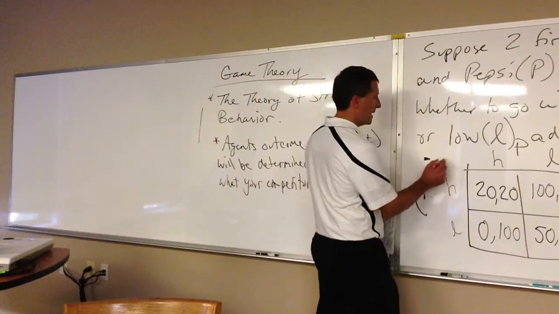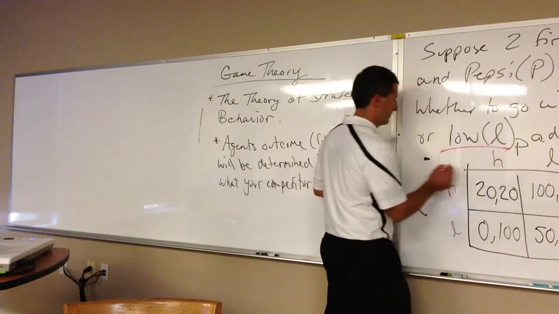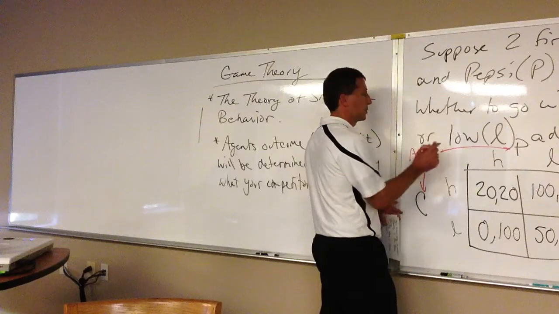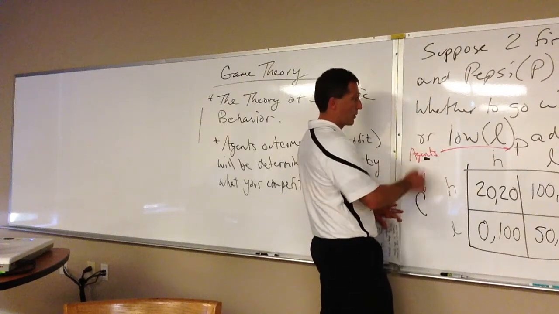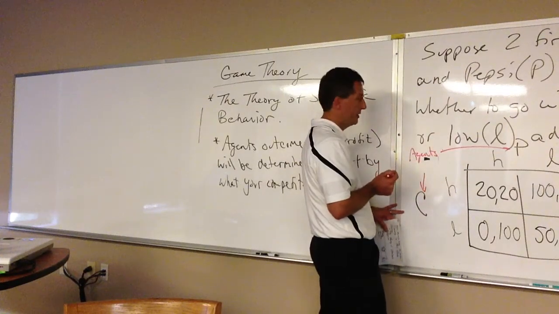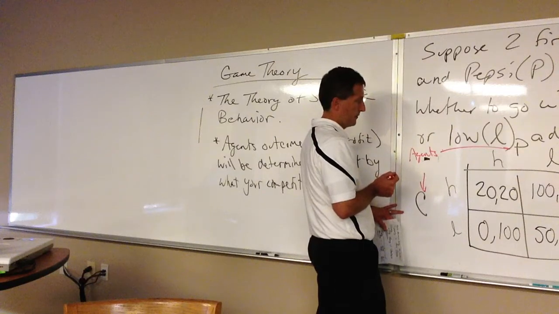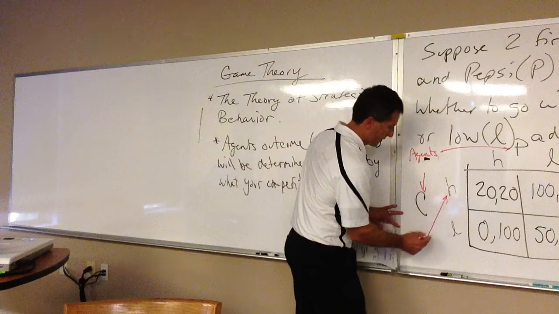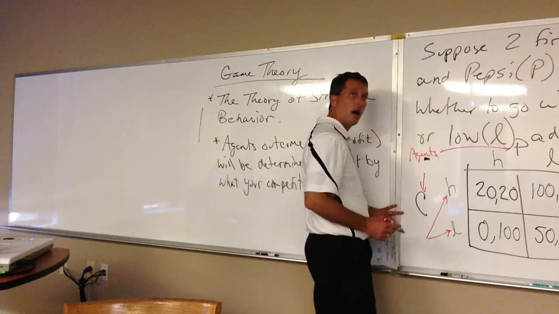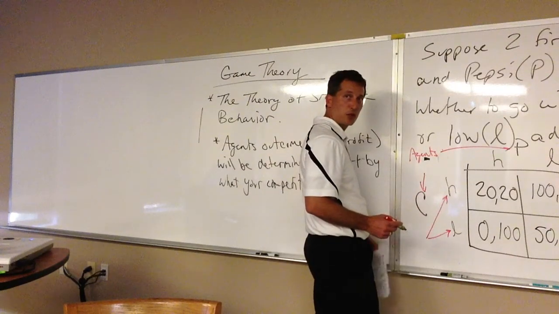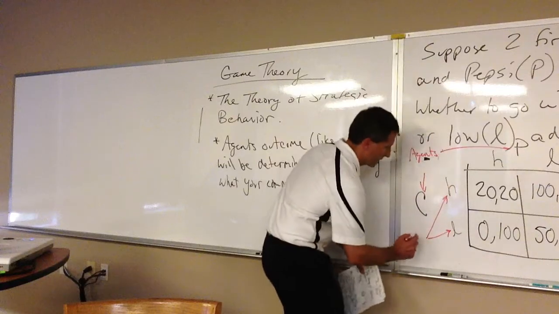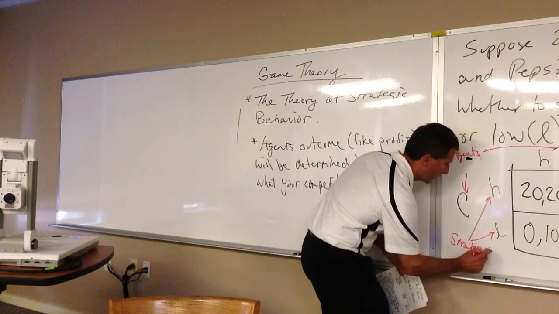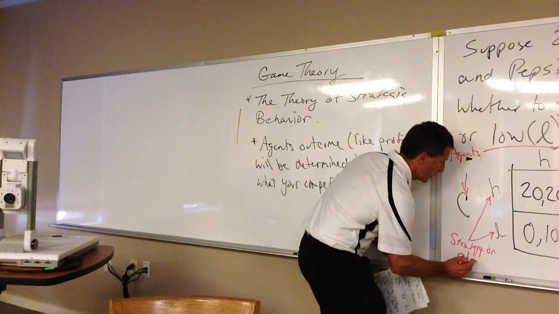The agents listed here on each side are our agents or players, Coke and Pepsi, the people making the decision. These options of high or low are the strategies or the choices.